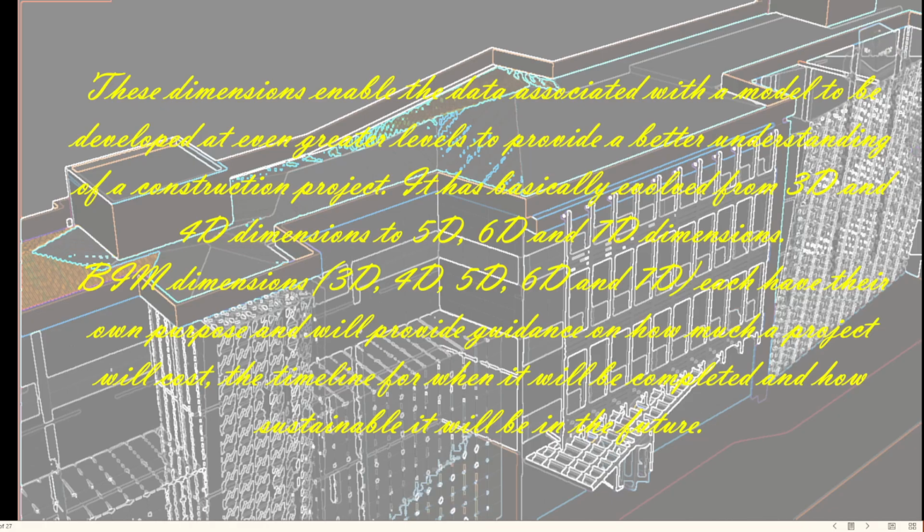These dimensions enable the data associated with a model to be developed at even greater levels to provide a better understanding of a construction project. It has basically evolved from 3D and 4D dimensions to 5D, 6D, and 7D dimensions. Each of the dimensions 3D, 4D, 5D, 6D, and 7D has its own purpose and will provide guidance on how much a project will cost, the time for when it will be completed, and how sustainable it will be in the future.